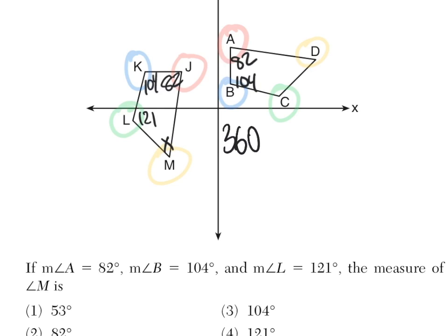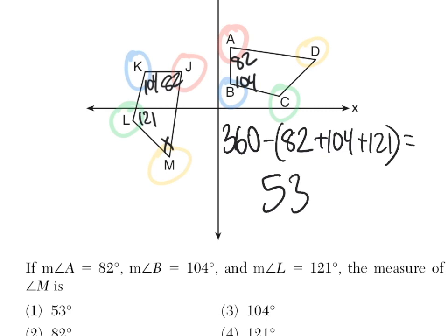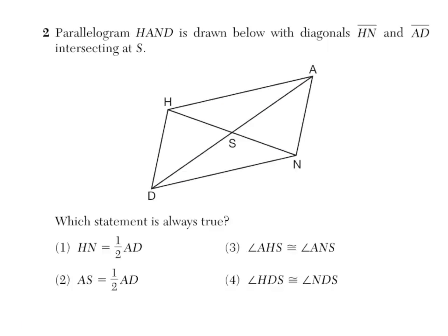So I know it's 360 minus the sum of the other angles that we know, 82 plus 104 plus 121, and 360 minus the sum of the other angles gives us 53 degrees. Is that an option? It sure is. The correct answer to number one is option number one, 53 degrees.